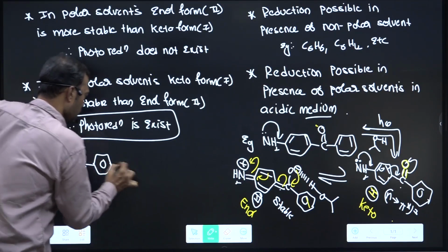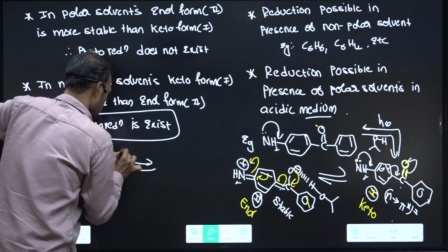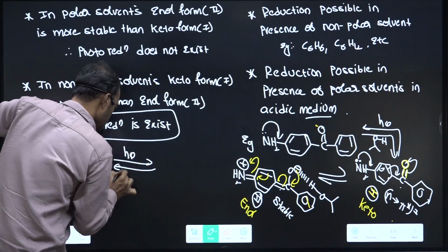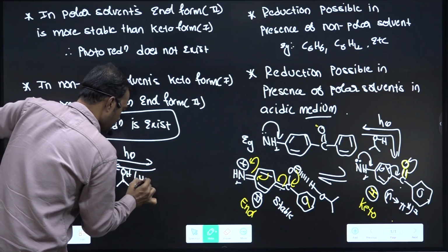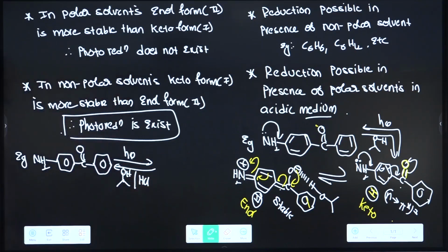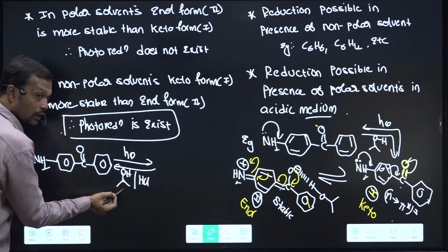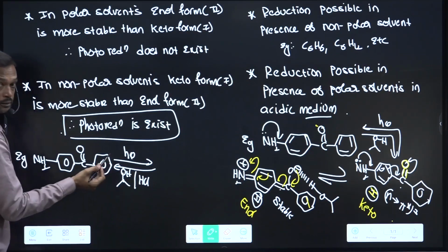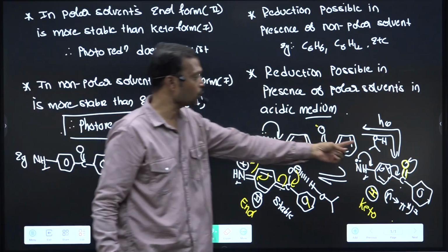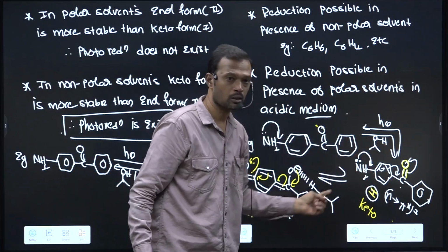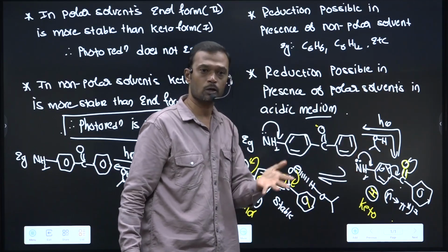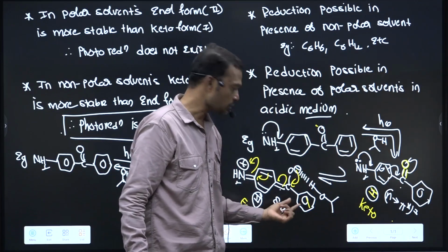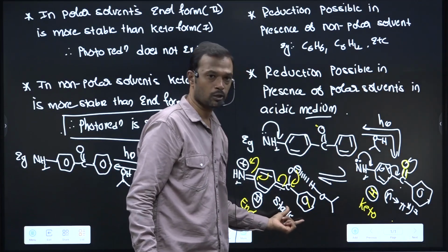So this is acid medium I am using. Photochemically, isopropyl alcohol in the presence of hydrochloric acid I am using. See the difference. In acid medium, is photo reduction possible? Yes, in acid medium photo reduction is possible. Even I can use polar solvent. So how is it possible? Generally, if I use a polar solvent directly without acid medium, is reaction possible? No. Photo reduction is not possible because enol form is stabilized by hydrogen bonding.